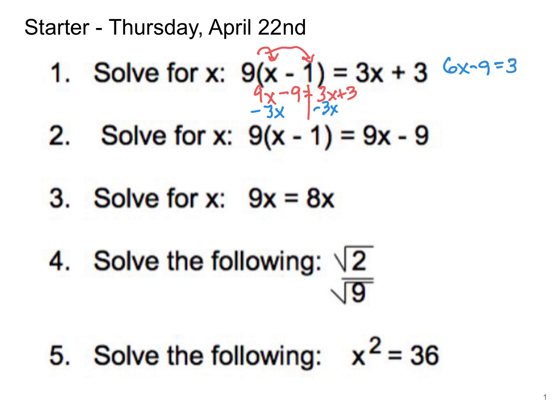9x minus 3x is 6x, minus 9, and then 3. And we're going to go ahead and add 9 to both sides. We're going to have 6x equals 12. We're going to divide by 6. X is going to equal 2.